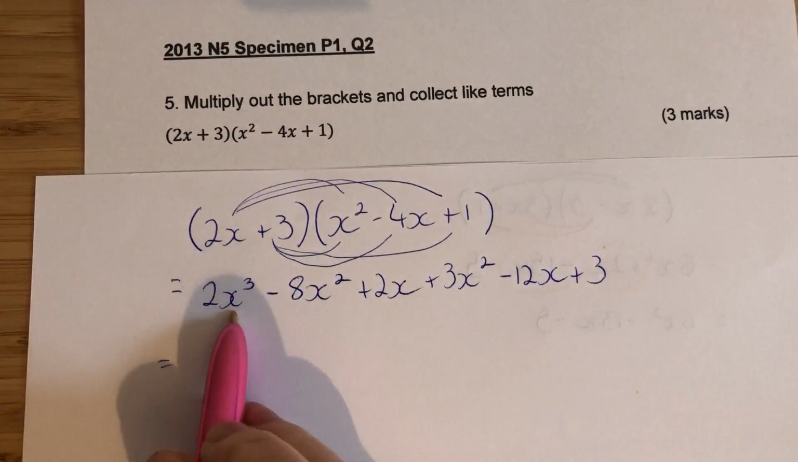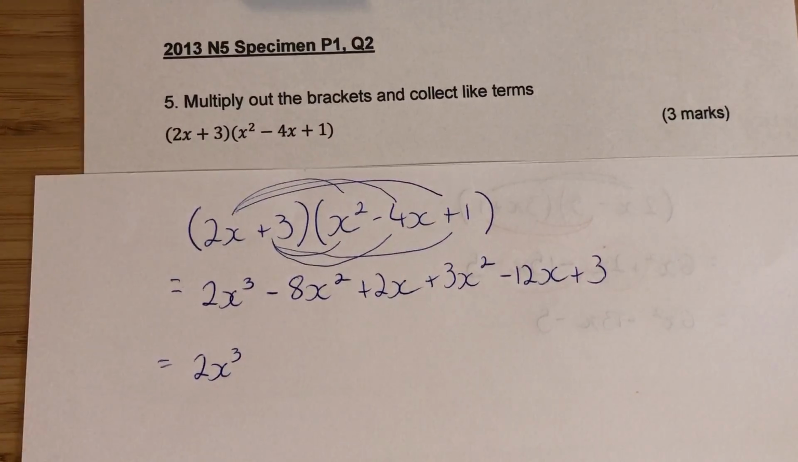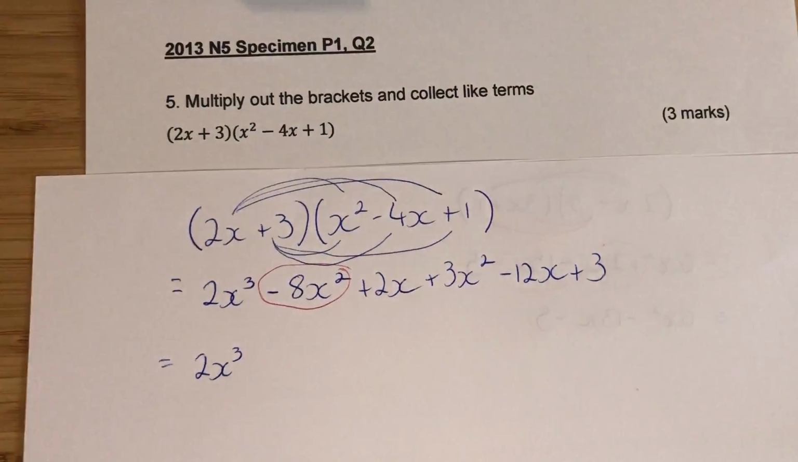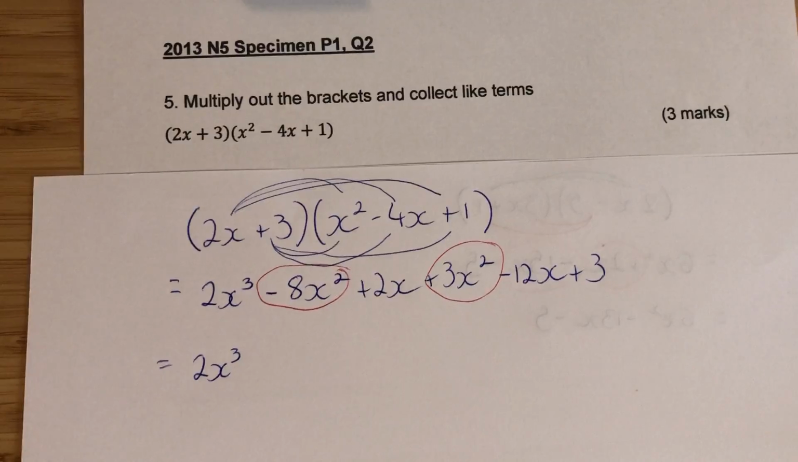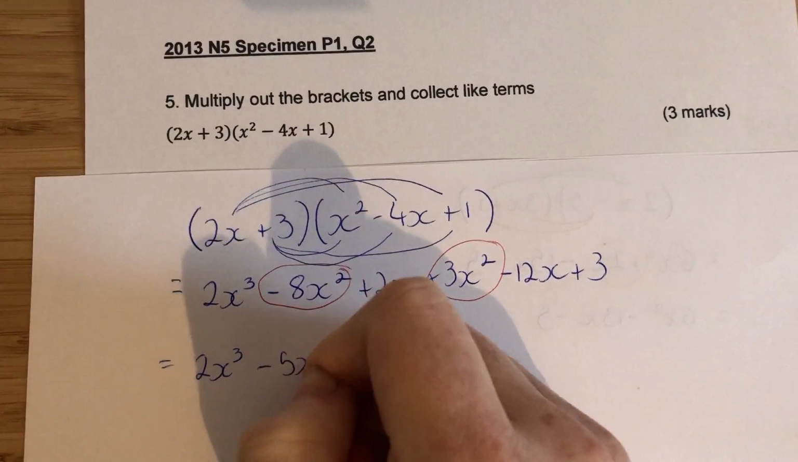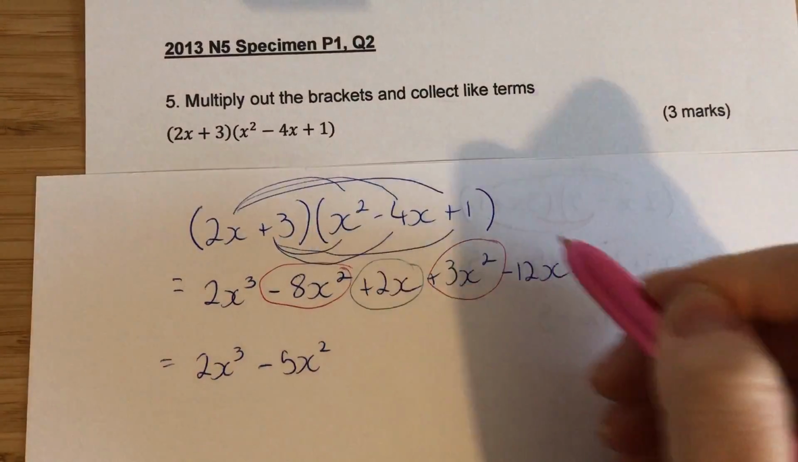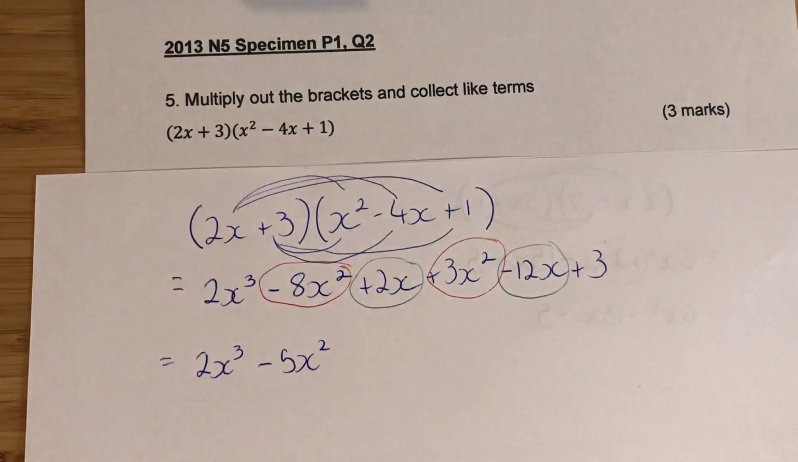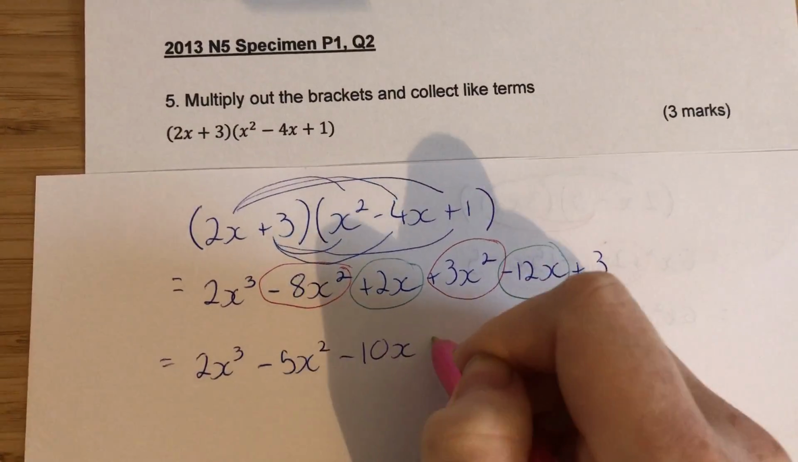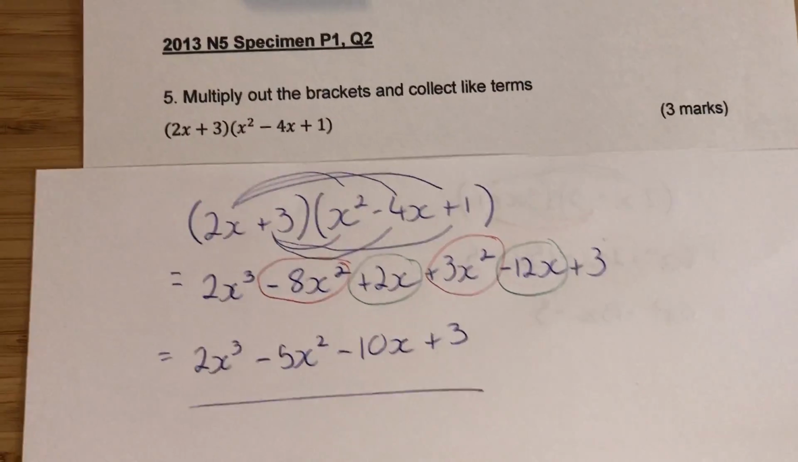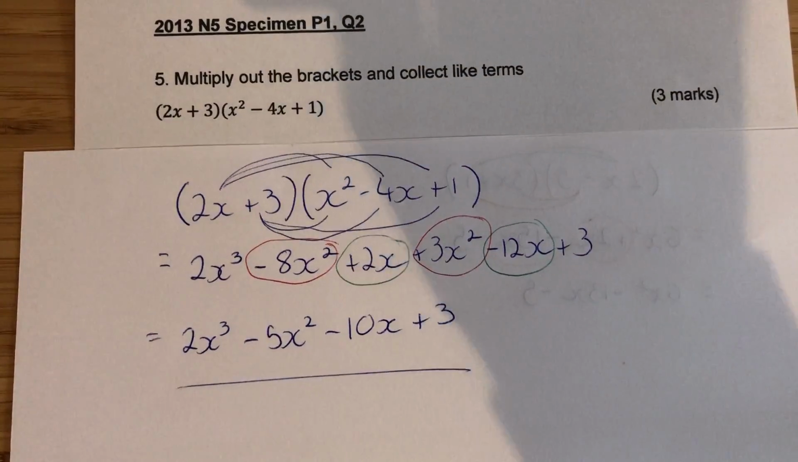We've got no other x cubed terms, so 2x cubed I can write. Now I'm wanting to collect the x squared terms. Here I've got a minus 8x squared, and I've also got a plus 3x squared, so that's going to become minus 5x squared. Then what else have I got? I've got a plus 2x and a minus 12x, so we're going to have minus 10x, and the plus 3 at the end. And that's your solution. Are you ready to try some of the past paper questions on multiplying out brackets and collecting like terms?